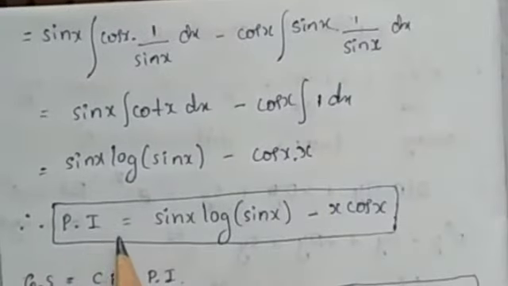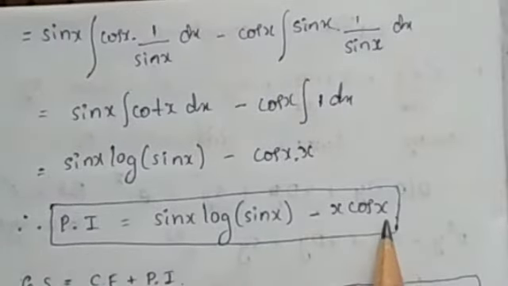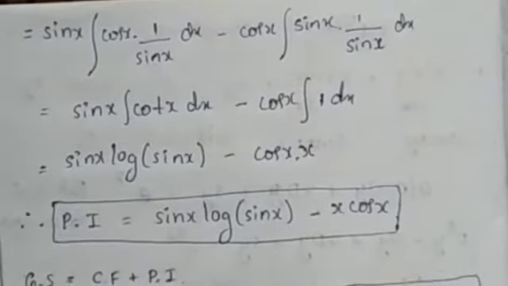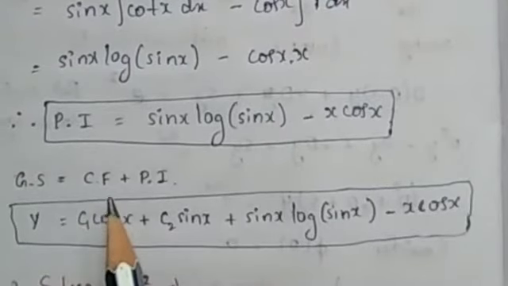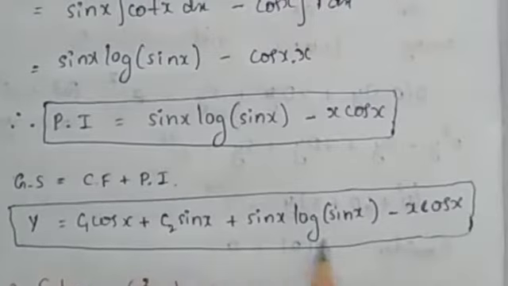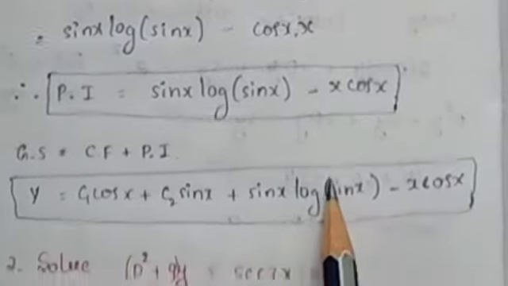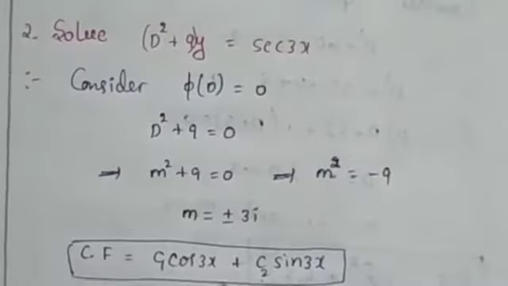So the particular integral is equal to sin x log of sin x minus x cos x. What about the general solution? The general solution is equal to the complementary function plus the particular integral. You add both the complementary function and the particular integral, and you get the general solution. Let me move on to the second problem.